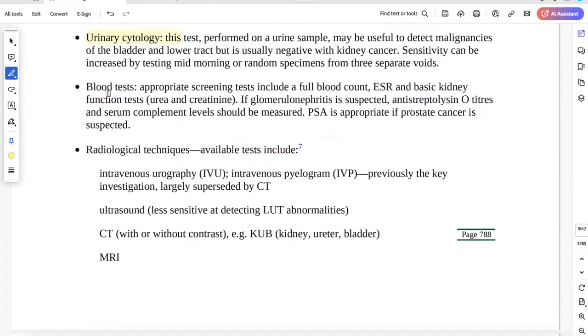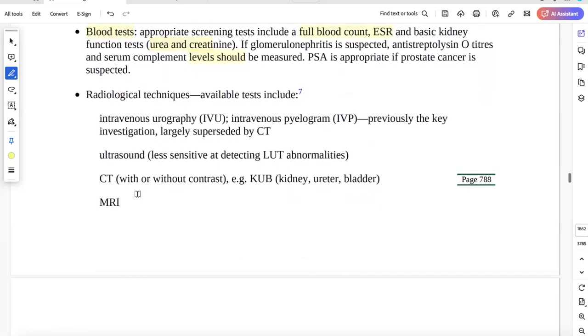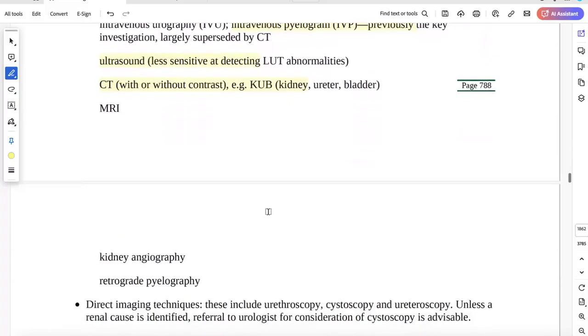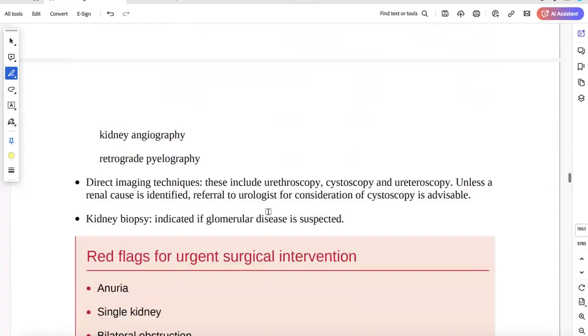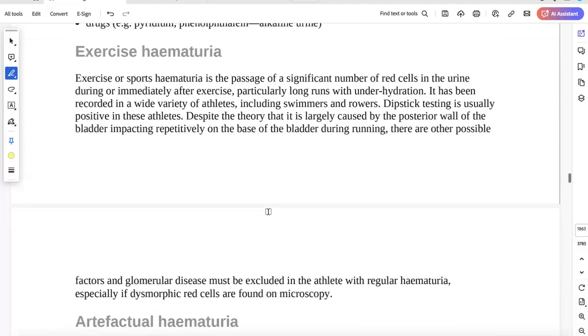And then we do some blood tests to check the kidney function and inflammatory markers. And then there are some radiological investigations such as intravenous pyelogram, which is the most commonly done, ultrasound, and CT scan of the kidney, ureter, bladder. So these are the common imaging that we do in a hematuria patient.